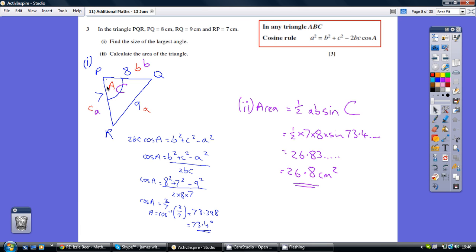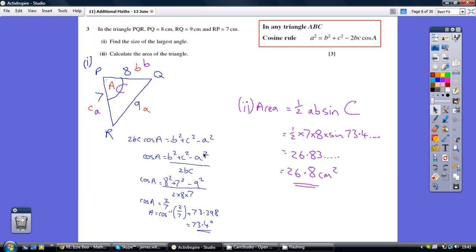So basically here we've obviously got a triangle, a non-right angled triangle. We know all three sides, but we don't know any angles. So we're going to use the cosine rule, which is given, but we need to rearrange it to make the angle the subject. So that's what I've done here.